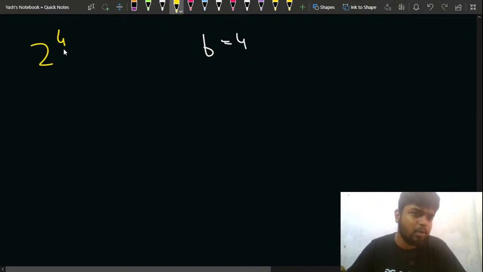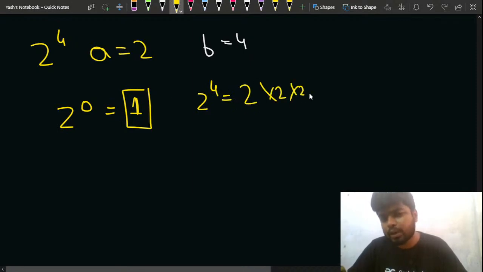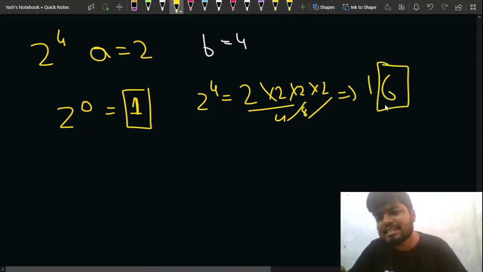Let's say I take a number which is another repeating number. Let's say I take 2 to the power 4, so my a will be 2. You will say that this will be 2 to the power 0 because my b will become 0, but the last digit comes out to be 1. Whereas the actual 2 to the power 4 will give me 2 into 2 into 2 into 2, so that gives me 4, then 8, then 16. So here actually the last digit should have been 6, as in 16.